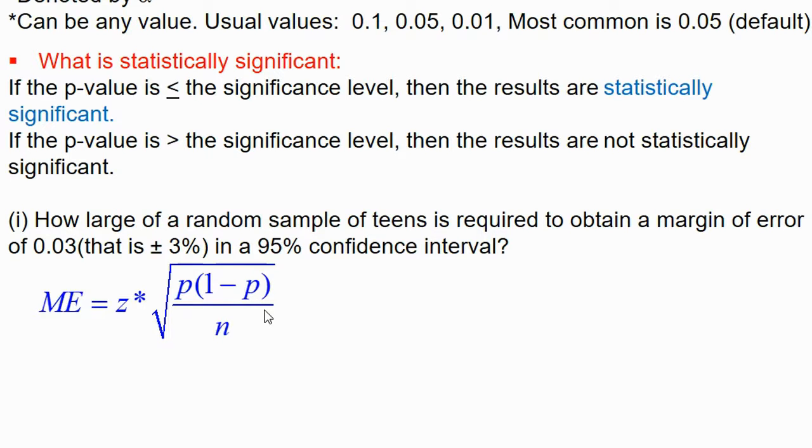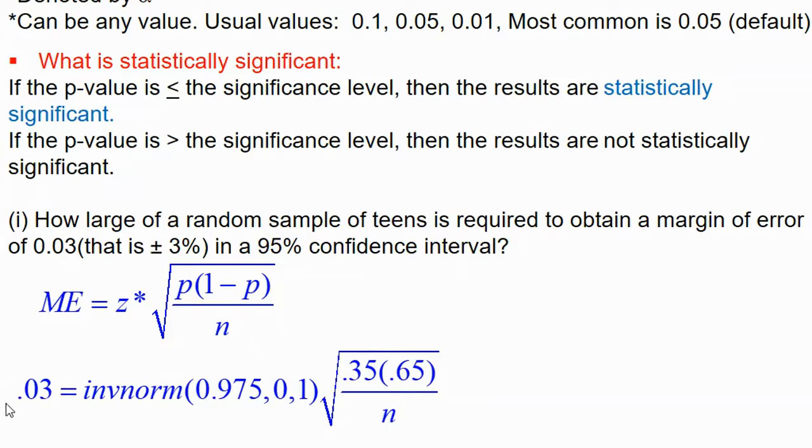Now that you have the formula written down, you just start substituting values. According to letter I, you want the margin of error to be 3%, so 0.03. That's what you substitute for the margin of error. And then remember, I taught you in chapter 18 how to find the Z star when you're doing 95% confidence. You do an inverse norm of 0.975, because you have to add the bottom tail, comma 0, comma 1.